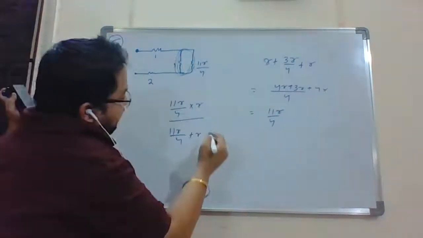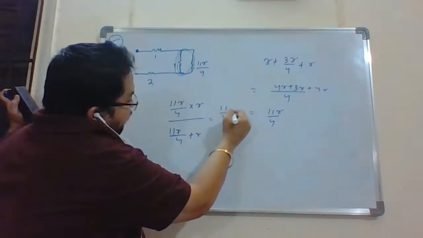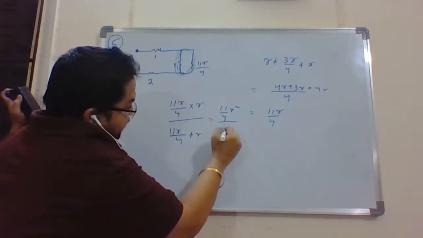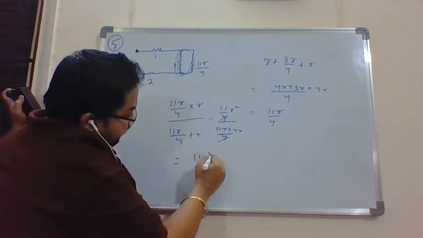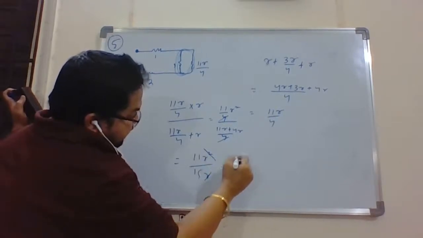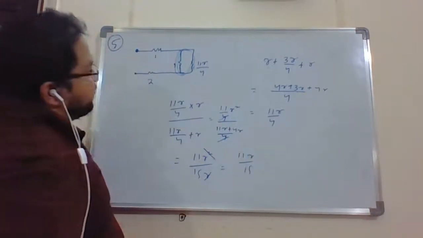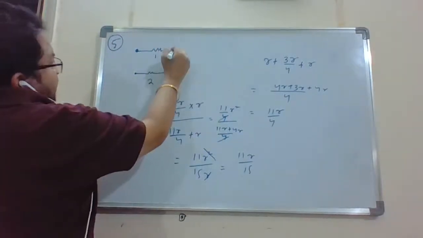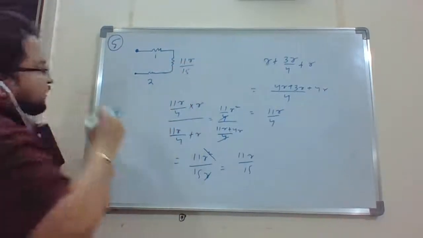So in the numerator it becomes 11 by 4 R squared. In the denominator, the LCM is 4, so 11R plus 4R. So the 4 gets cancelled: 11R squared by 15R, and one R gets cancelled. So this is nothing but 11R by 15. Okay? 11R by 15. So I can remove this entire stuff and put an 11R by 15 ohm resistor here.